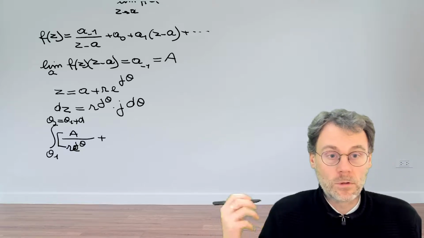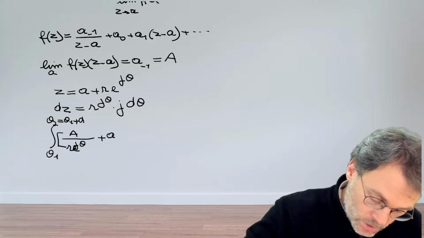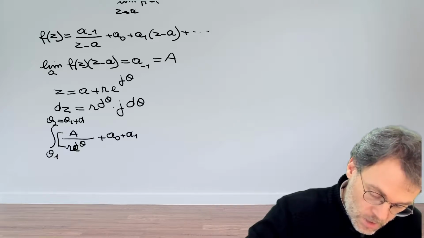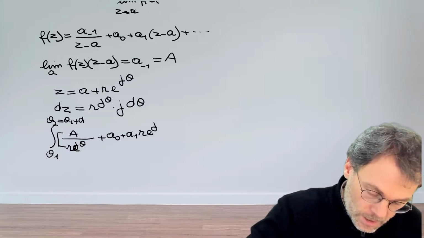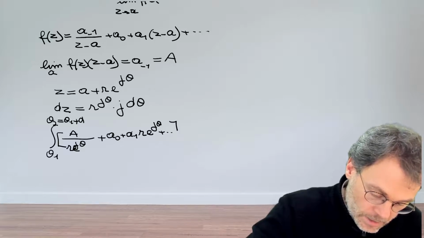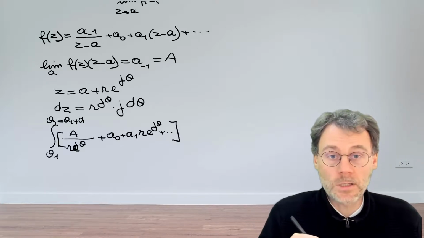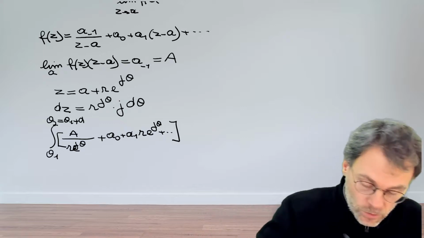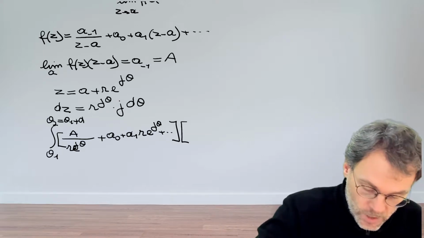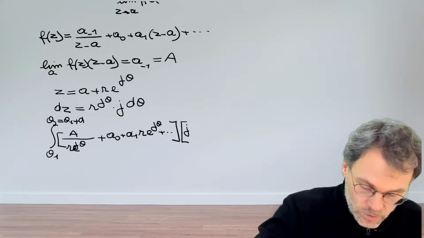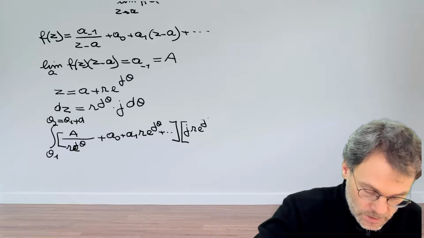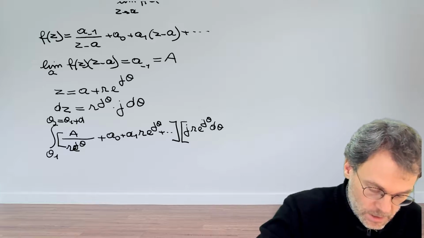Then we keep on looking at the other terms. So that's a0 plus a1, also r exponential j theta, and then some more terms. So that's f of z. Finally, we need to include dz, which we have already calculated. So j r exponential j theta d theta.